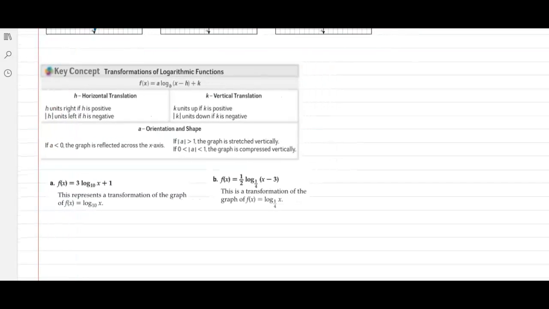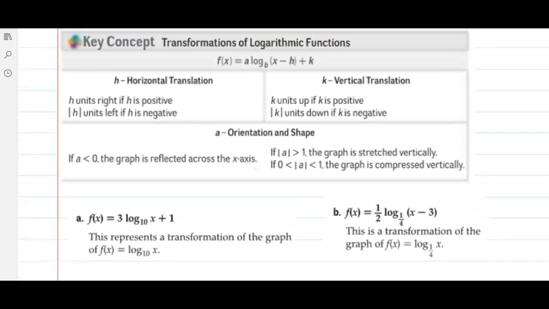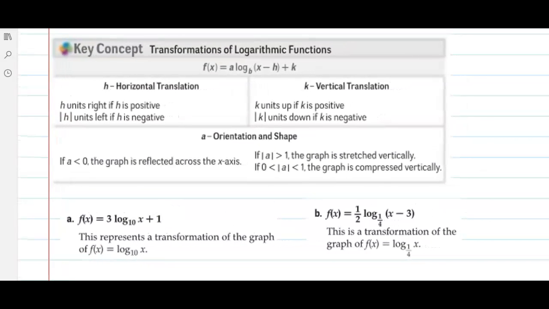Just like all of our other functions that we've studied this year, we're going to be able to do transformations of logarithmic functions. H is still going to control the left and right movement. We're going to go right if we add a number with x, and we're going to go left if we subtract a number from, I think I said that in reverse. If we add a number, we're going to go left. If we subtract a number, we're going to go to the right. Vertically, if we add a number, we're going to go up. If we subtract a number, we will go down.